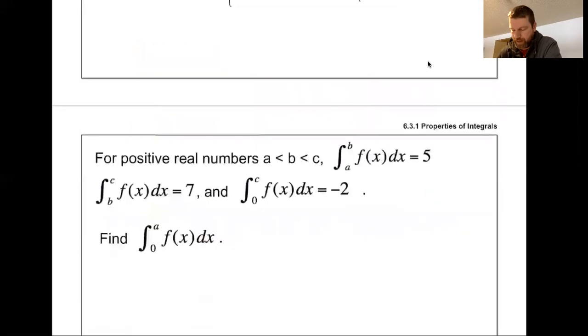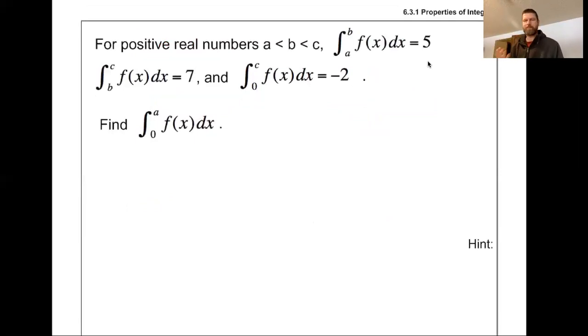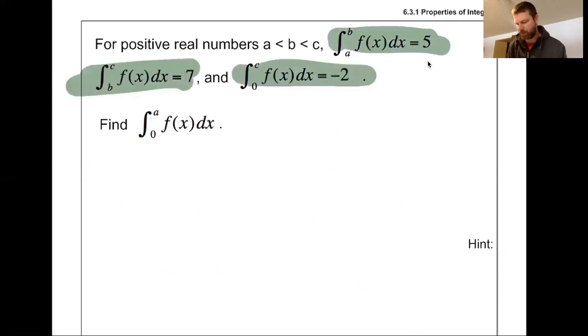All right, I think it's time we actually do a problem that involves some of those properties. This is where it sometimes gets tough for students. They read this, it says for positive real numbers, a less than b less than c, and then they give you a bunch of integrals. This integral is that, this integral is that, this integral is that, and they ask you to find the last one. They say, find this integral. Students will sometimes stare at it like, I don't know where to start. That's a lot of information, and they kind of get overloaded.